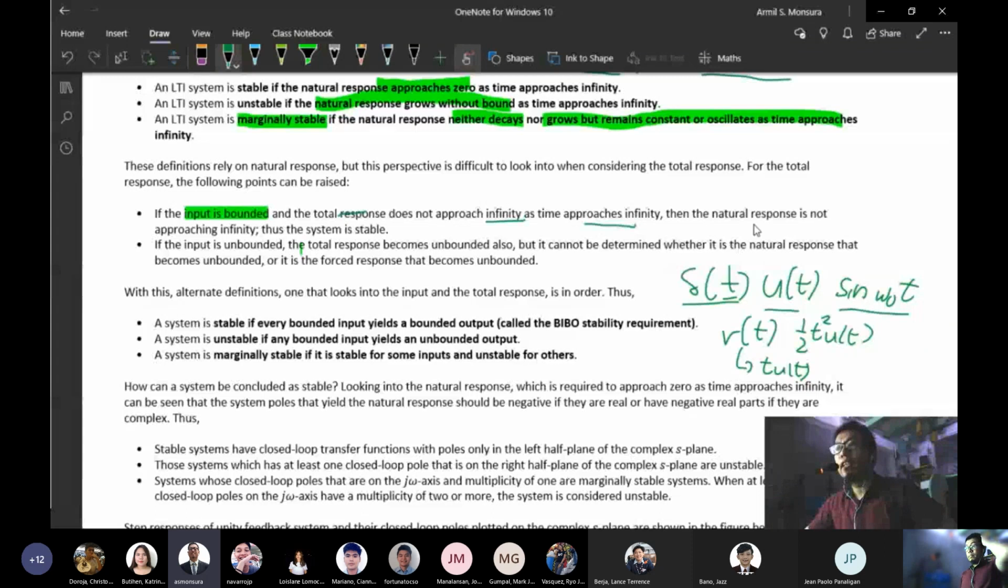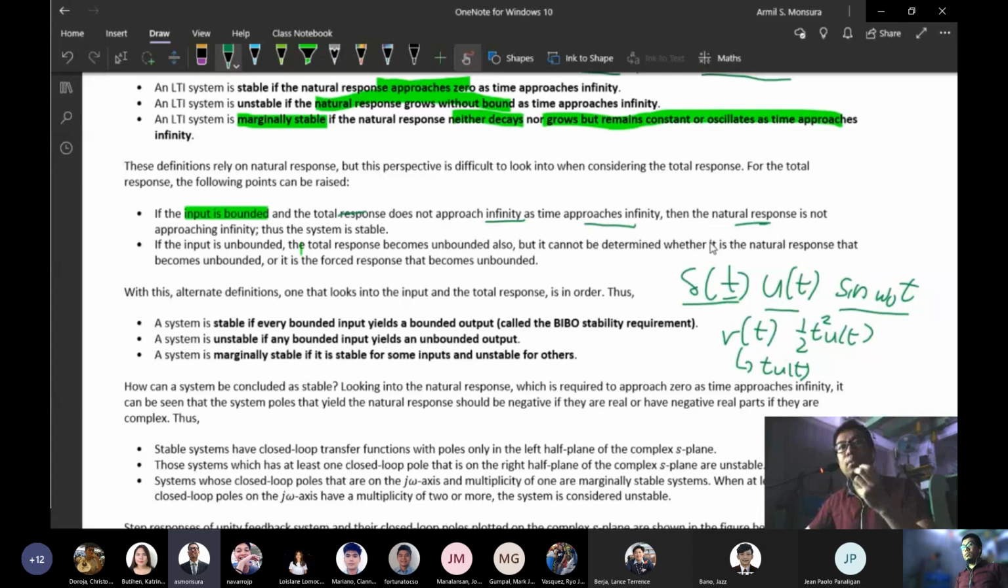then we can say that the natural response is not approaching infinity and thus the system is stable. So, obviously, kapag ang input nyo ay bounded, you are expecting na dapat ang output nyo is also bounded.